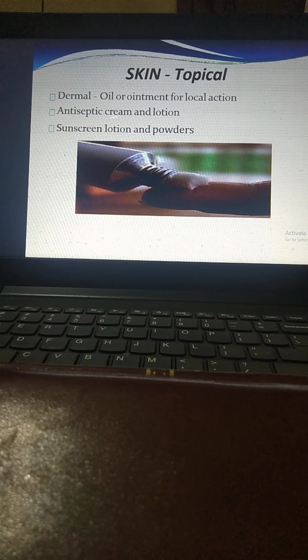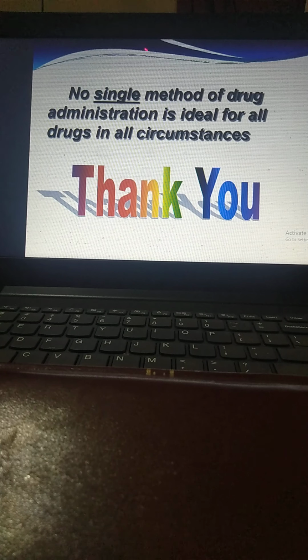Now, second, topical, dermal: oil or ointment for local action, antiseptic, cream and lotion, sunscreen lotion and powders can be given through the topical route. So, no single method of drug administration is ideal for all drugs in all circumstances. Why? Because it depends upon the property of the drug, the solubility of the drug, the volume of the drug, the cooperation of the patient, the unconscious state, and the vomiting center. All these things you have to remember.